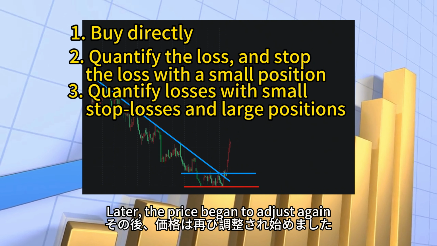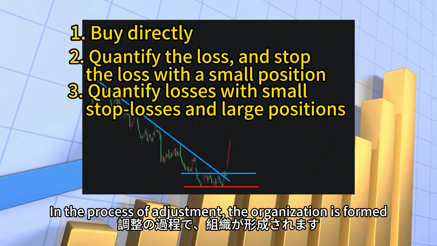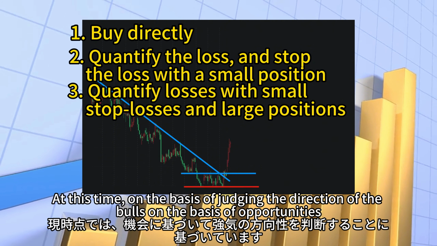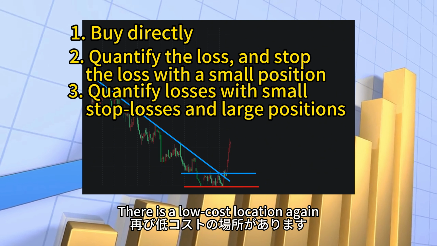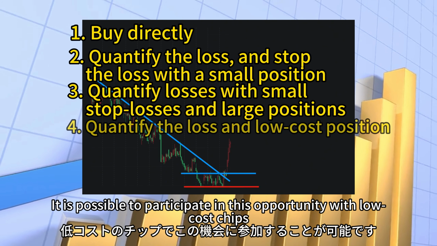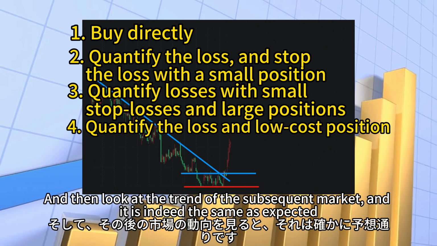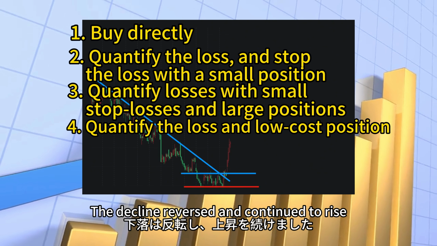Later, the price began to adjust again. In the process of adjustment, the organization is formed. At this time, on the basis of judging the direction of the bulls, there is a low-cost location again. It is possible to participate in this opportunity with low-cost chips. And then look at the trend of the subsequent market, and it is indeed the same as expected. The decline reversed and continued to rise.